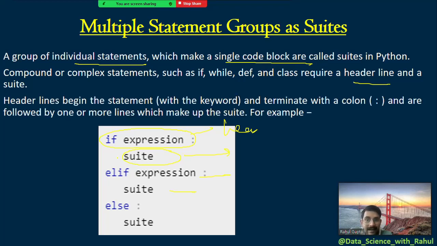Now, this is the header line, and it always begins with a keyword. You see these are the keywords: if, elif, else, correct? And we should remember the colon here. Every header terminates with a colon. We will discuss this more: in the header you write a keyword, then you write the expression, then a colon, and then you write a suite, followed by more lines which make up the suite.